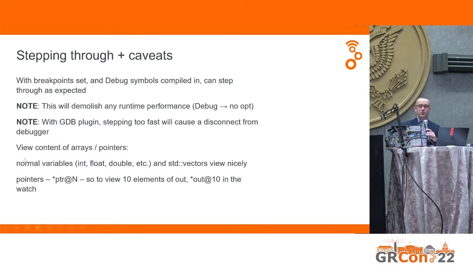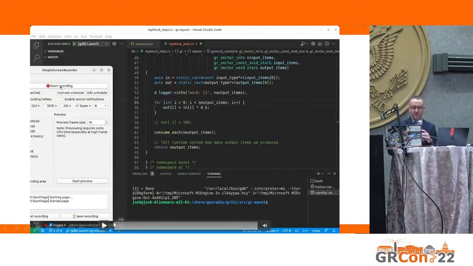So if you want to view the contents of the arrays and the pointers, over in the watch window, there's just a simple syntax. You do star, pointer, @, and then the number of elements you want to display. So we'll see an example of this.